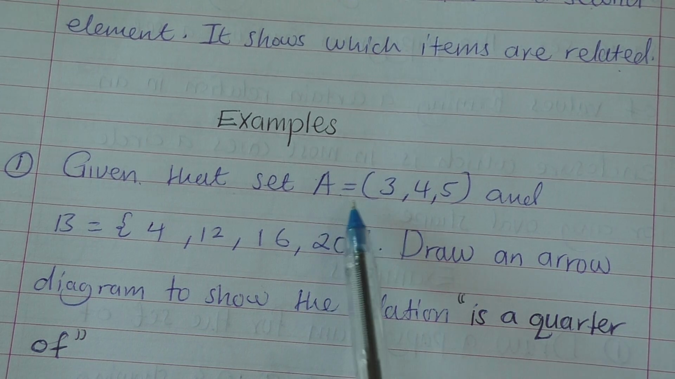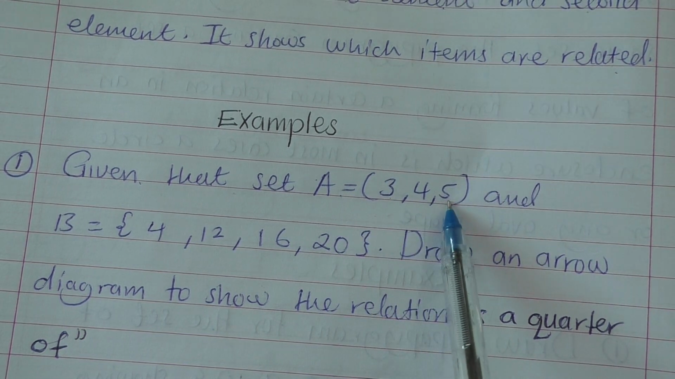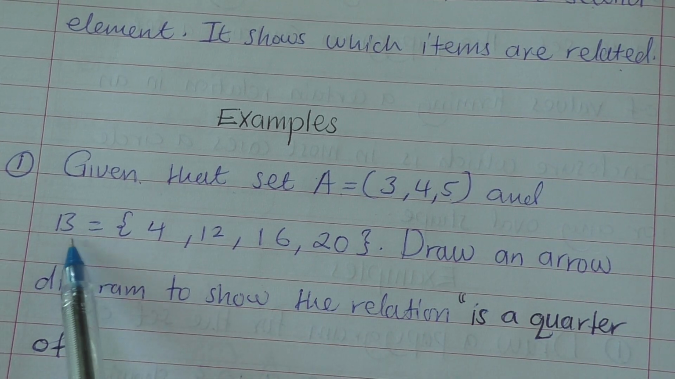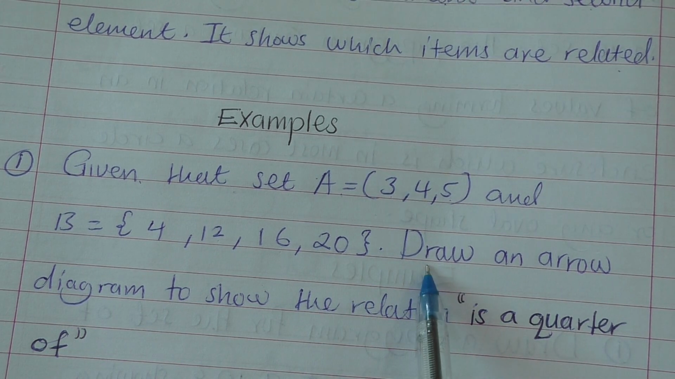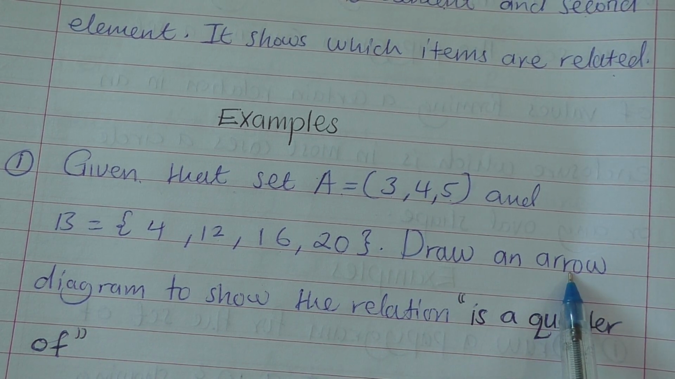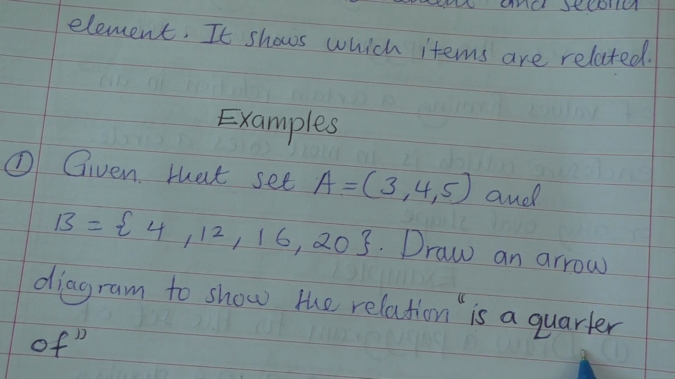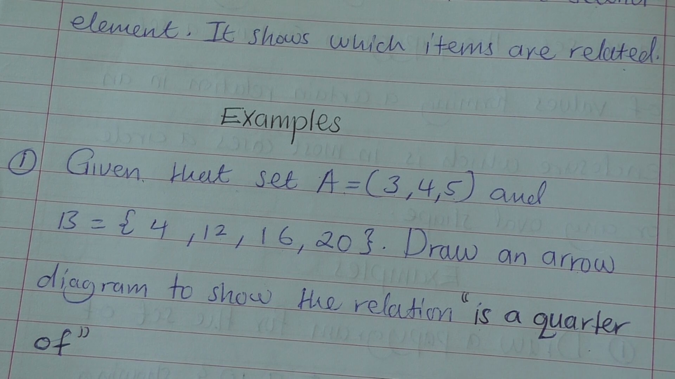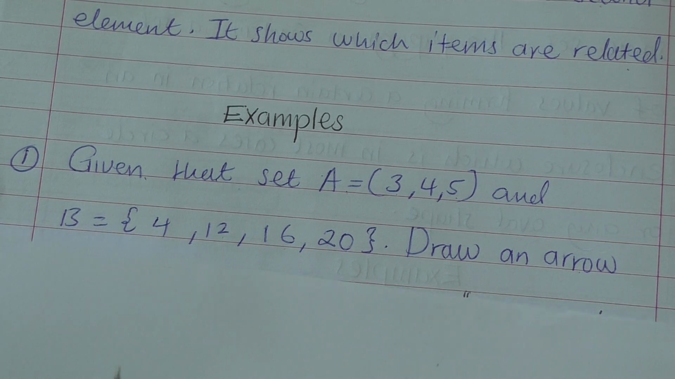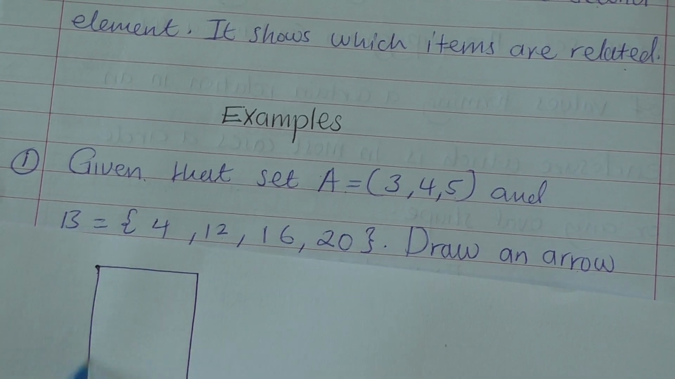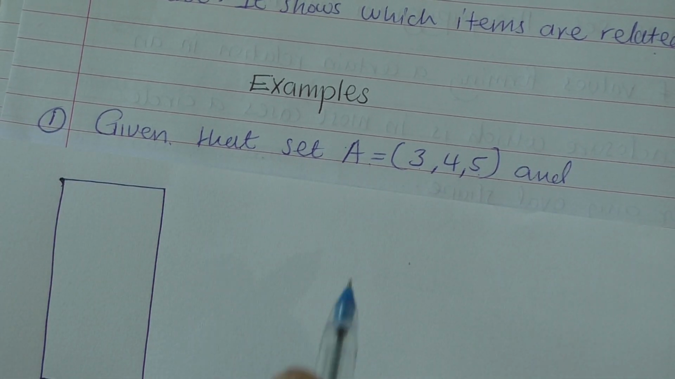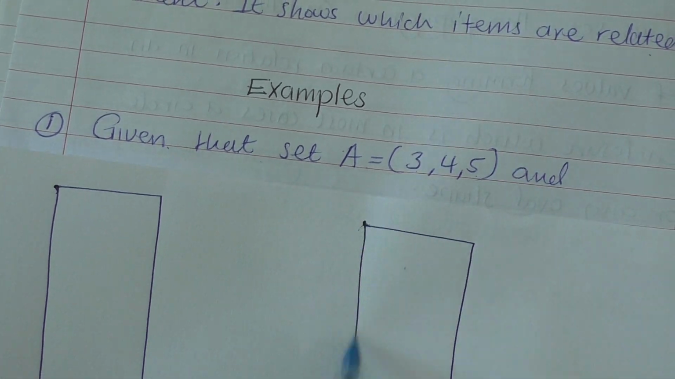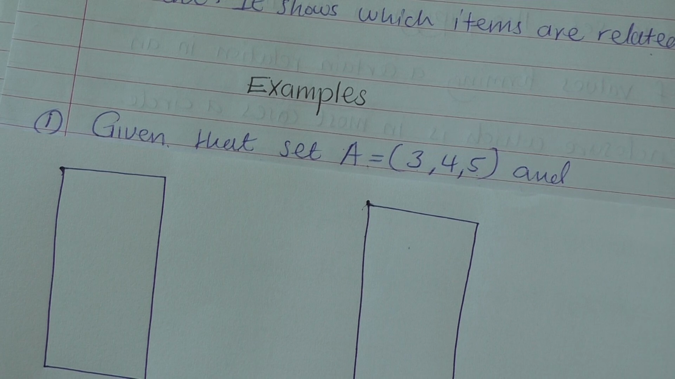given that set A has 3, 4, 5, and set B has 4, 12, 16, 20. They want us to draw an arrow diagram to show the relation is a quarter of. So, an arrow diagram has two major sets. We have the domain. The domain is always on the left, and then we have the range on the right of the domain.